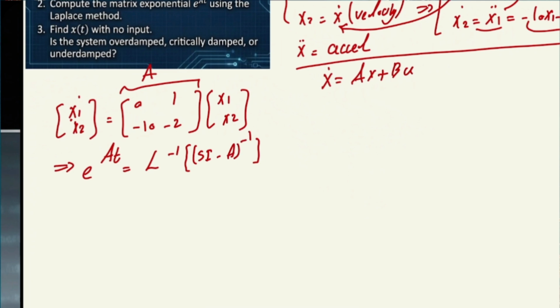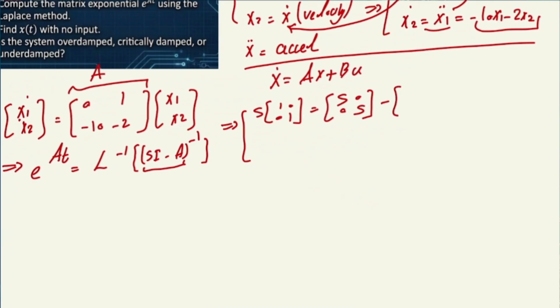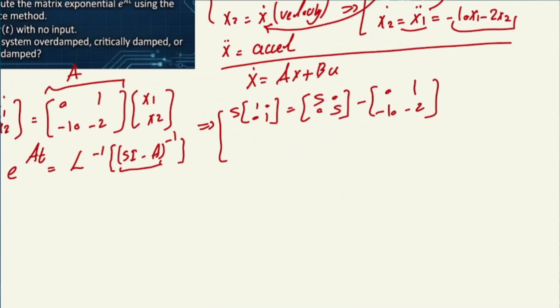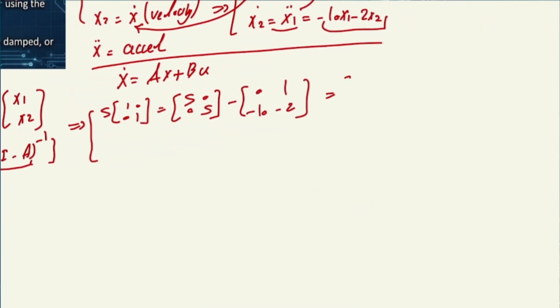So at this point, I need a couple of things. The very first one is finding this and then finding the inverse of that. sI means s times the identity matrix, which is s, 0, 0, s, and then A itself is just A. So this is subtracted by the matrix A that we found, 0, 1, negative 10, negative 2, which is going to give you s, negative 1, 10, s plus 2.